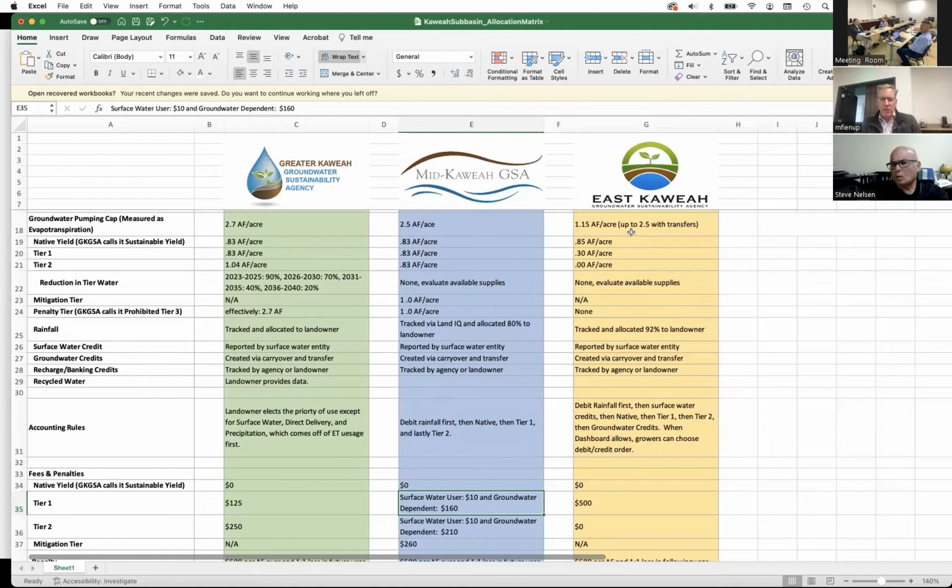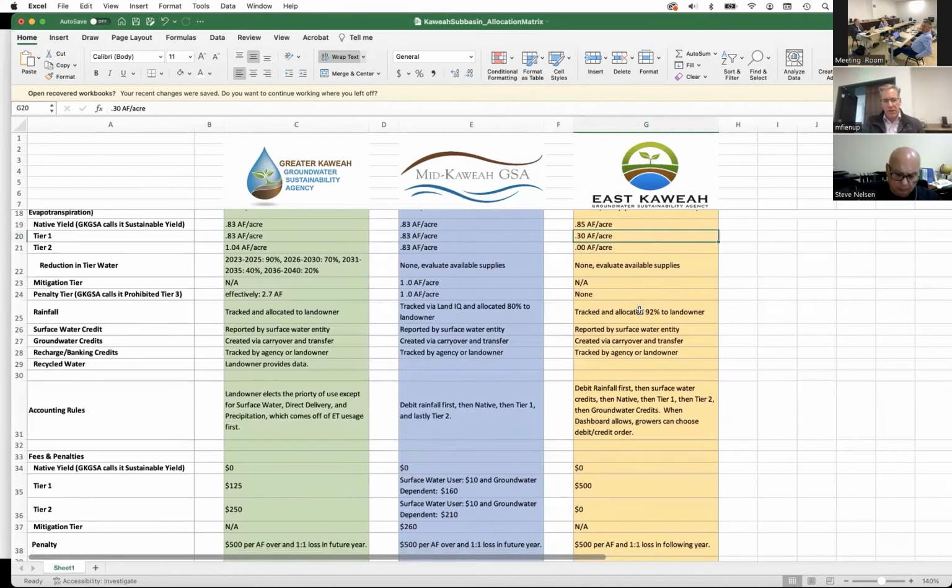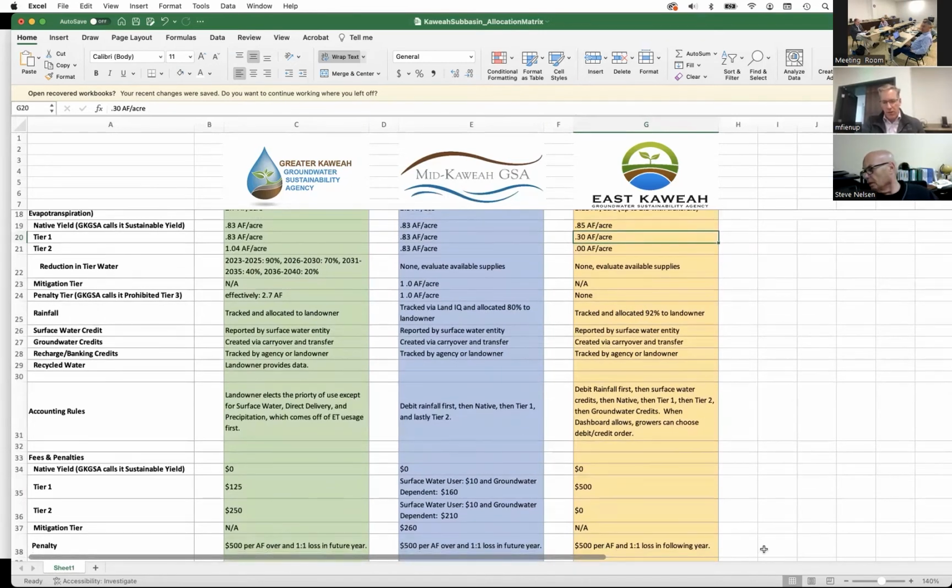Now it's a little bit different in the East Kaweah because if you add up an individual's native yield and their tier 1, that's 1.1 acre feet per acre, right? So that's the amount they can pump just by paying the tier 1 fee. They can, as Craig mentioned, continue pumping up to 2.5 acre feet per acre, either by securing transfers from another individual or by simply paying the penalty tier, which is $500 an acre foot plus a 1-to-1 loss.